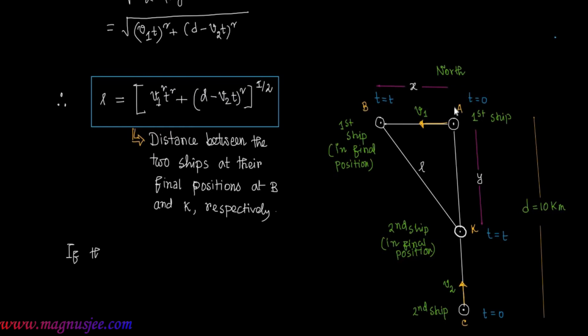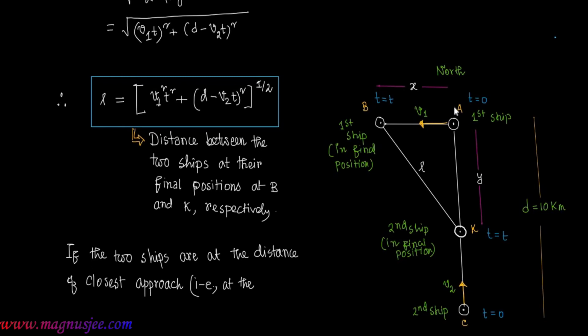Now, if the two ships are at the distance of closest approach, that is at the points B and K, in that case the distance L will be minimum. The distance L will be minimum. Here, L in the diagram.